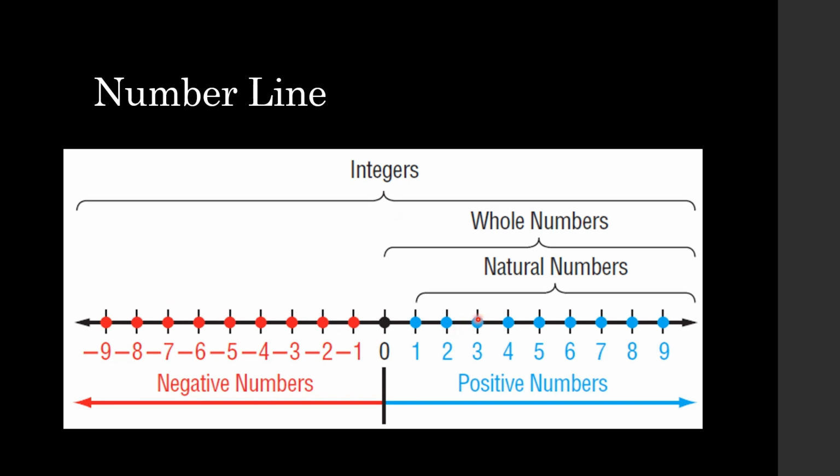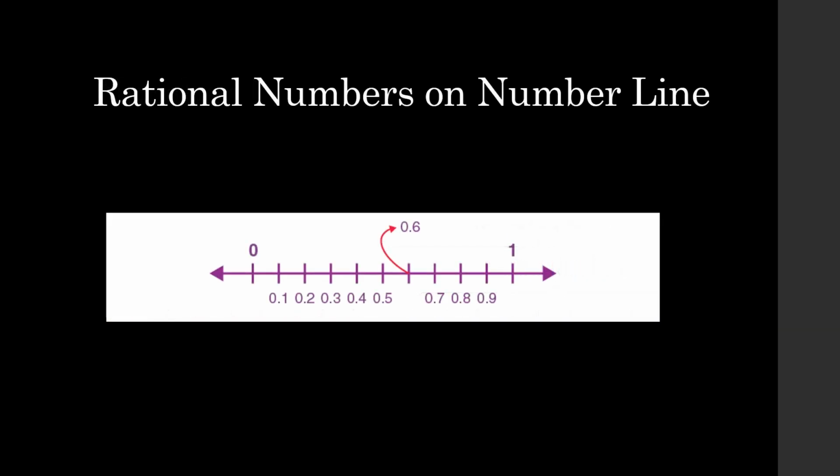In between these digits there are also some decimal numbers, and they are included in the rational numbers. So these are the rational numbers on the number line. As you can see, between 0 and 1 there are decimal numbers like 0.1, 0.2, 0.3 and so on. So these numbers are rational numbers. They can also be plotted on a number line.